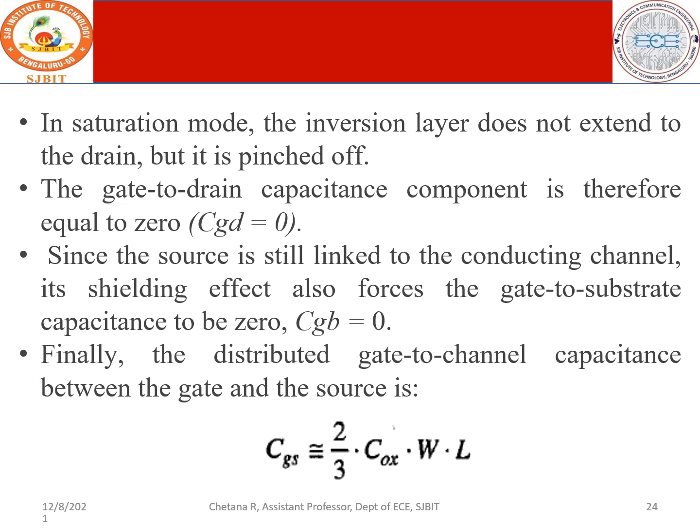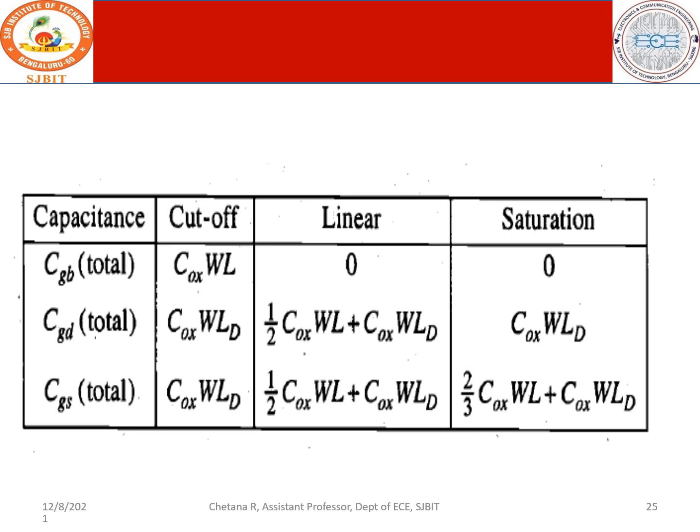Here also the gate to substrate capacitance is 0 because the channel has shielded the substrate. Therefore, we have only CGS. The CGS here is given by 2 by 3 COX W L. At the drain it is 0, and the substrate is also 0. So this is how the capacitances exist in the 3 different regions: linear, cutoff and saturation. This is the summary of our capacitance status.